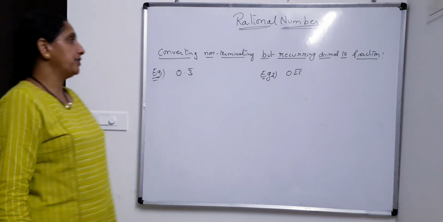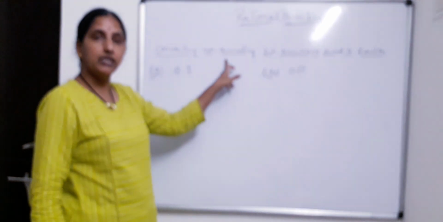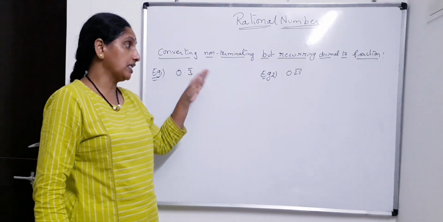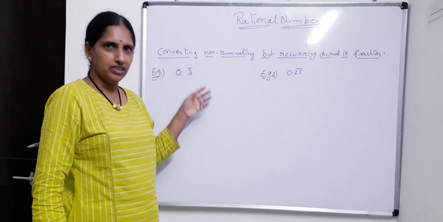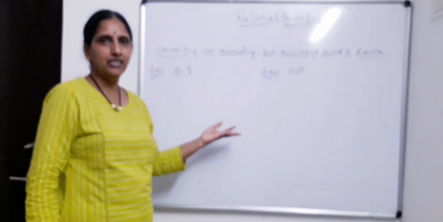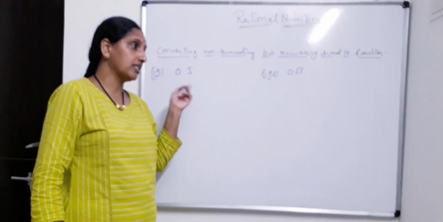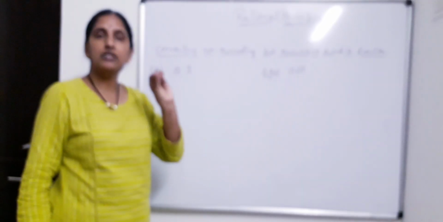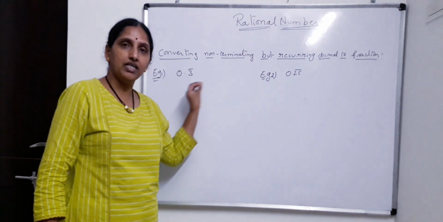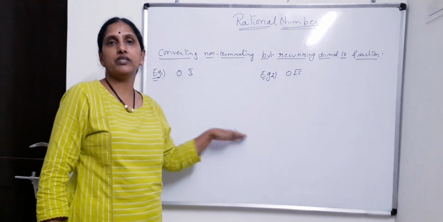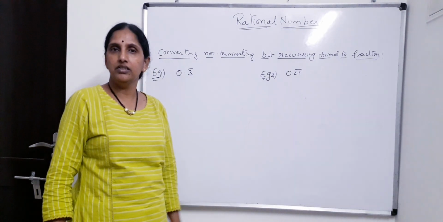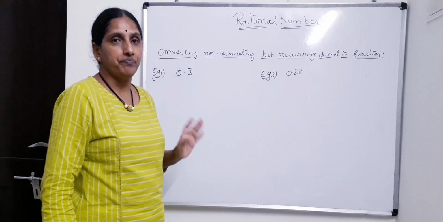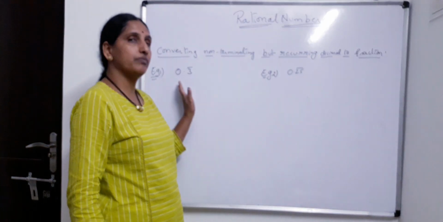So now the next part is converting non-terminating decimals. Just now we have seen if it is a terminating decimal, you can just remove the decimal by adding, in the denominator, as many zeros as there are digits after the decimal point. How many digits are there after the decimal point? Those many zeros we add just beside 1 in the denominator. Thus we can convert the decimal value into a fraction.